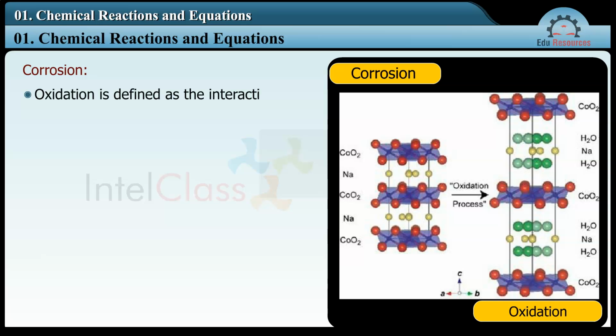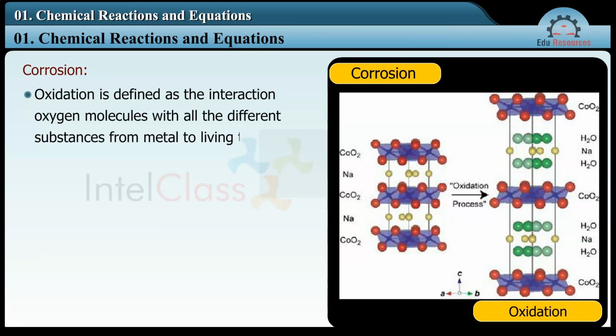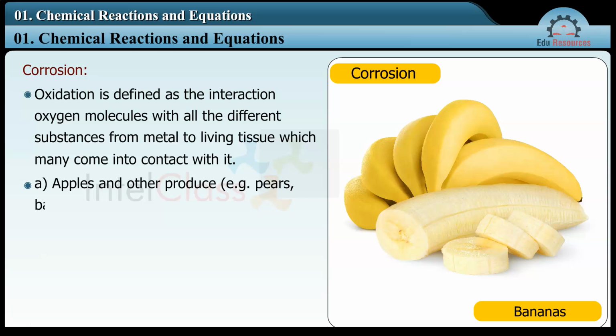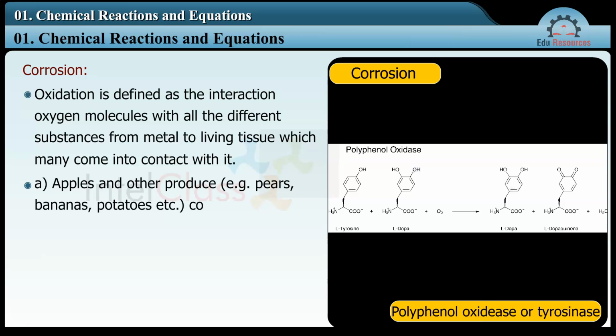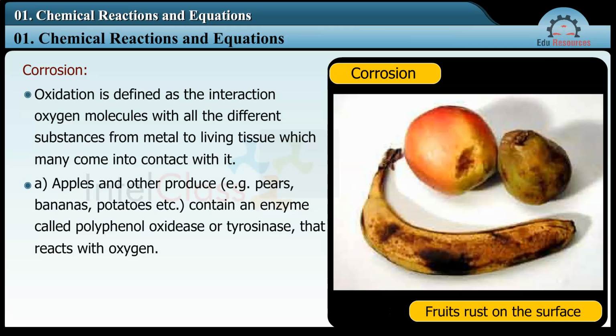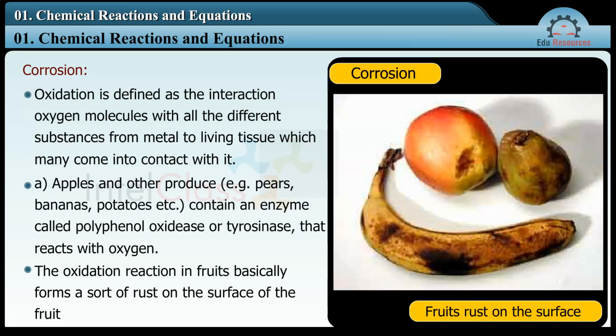Oxidation is defined as the interaction of oxygen molecules with all the different substances, from metal to living tissues, which they may come into contact with. Apples and other produce, for example pears, bananas, potatoes, etc., contain an enzyme called polyphenol oxidase or tyrosinase that reacts with oxygen. The oxidation reaction in fruit basically forms a sort of rust on the surface of the fruit.